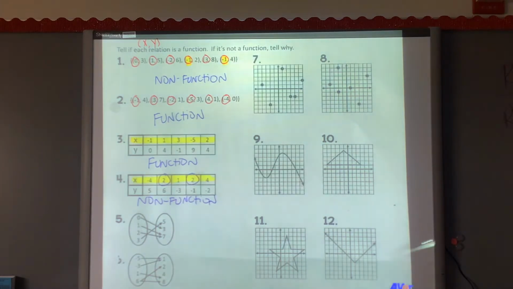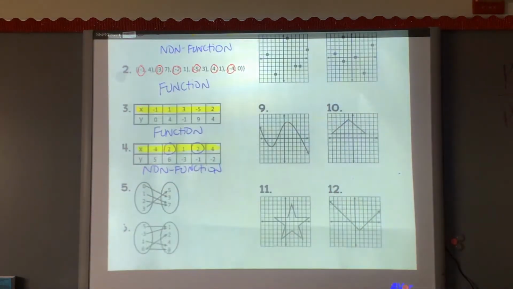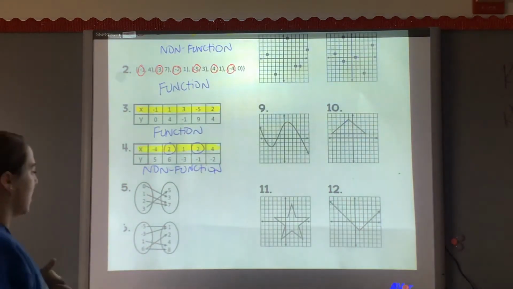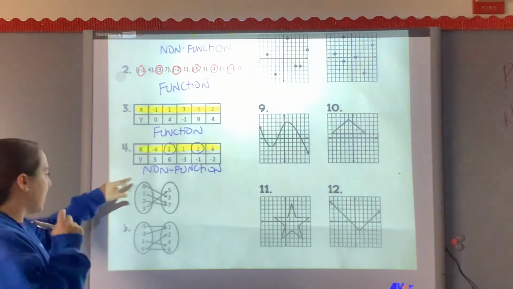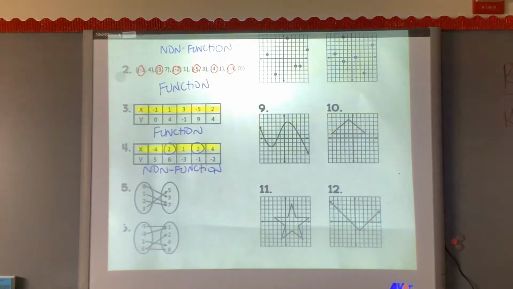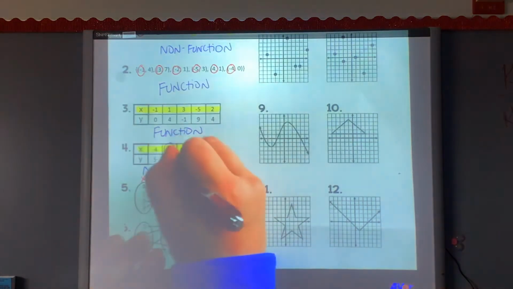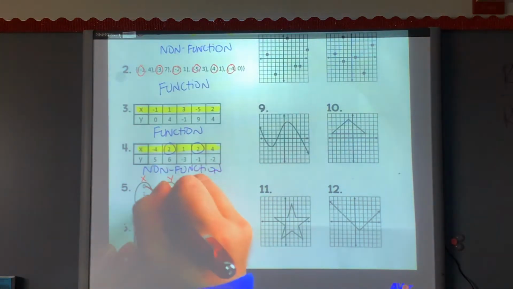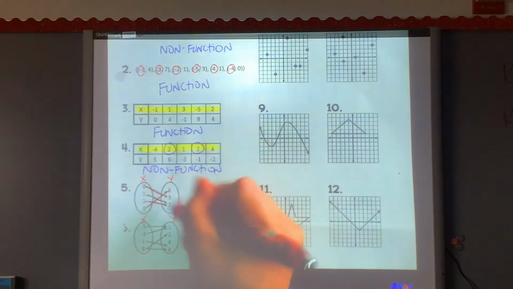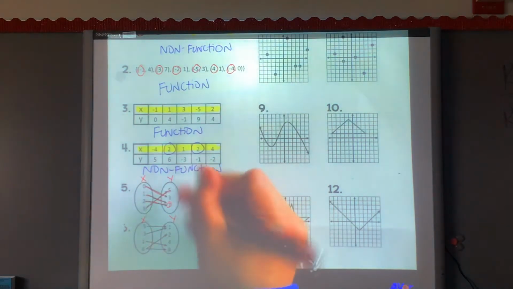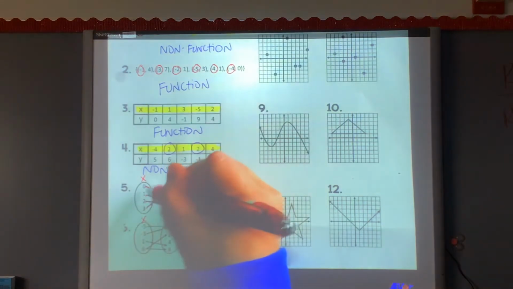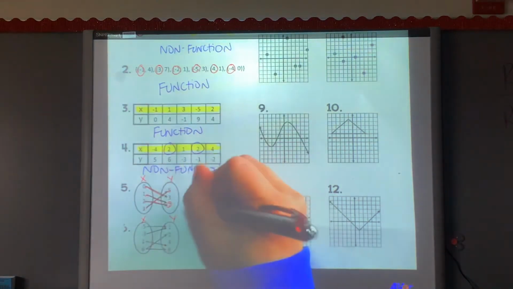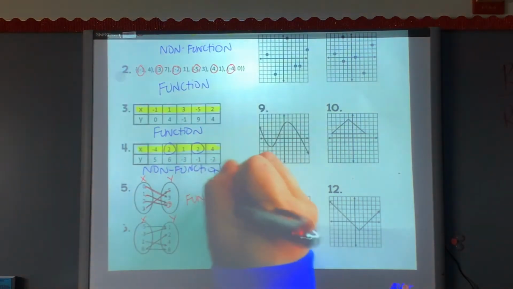All right, sometimes mappings are a little bit hard to see because the arrows start getting kind of crazy. But remember that the x values, the ones in the first bubble, have to be paired up with only one y value. And all of these x values only have one arrow coming from them. It doesn't matter that both of them are going to the 7. Y's don't matter. All we care about is the x's having only one arrow, and this one is good. This one is a function.